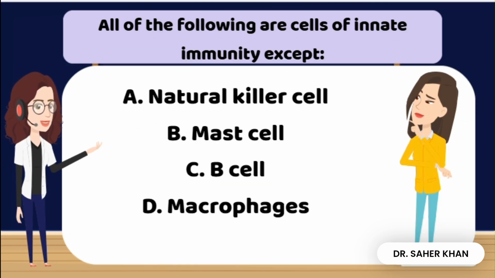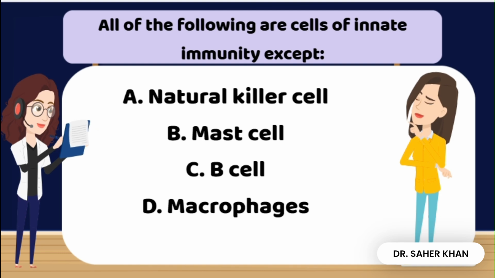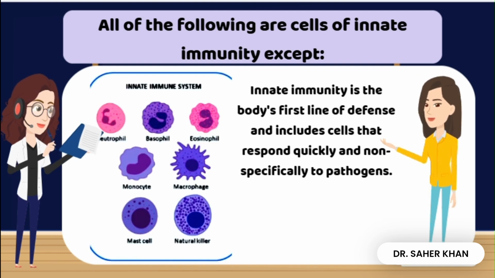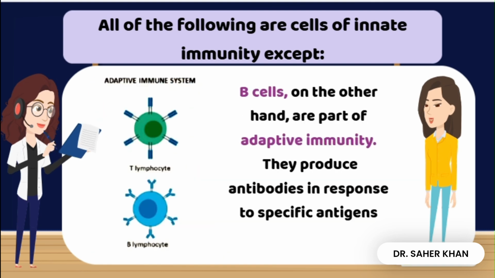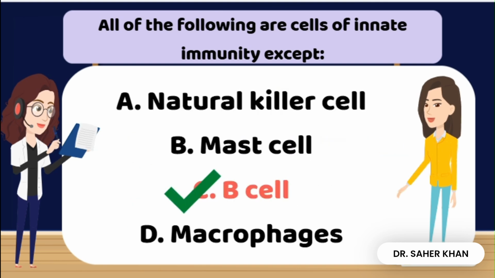Tell me, which of the following is not a cell of innate immunity? Natural killer cell, mast cell, macrophage, or B cell? First, innate immunity is the body's first line of defense, and it includes cells that act quickly and non-specifically against pathogens like natural killer cells, mast cells, and macrophages. But B cells are different. They produce antibodies, so they belong to the adaptive immunity, which is more specific and takes time to develop. So the correct answer here is B cells.